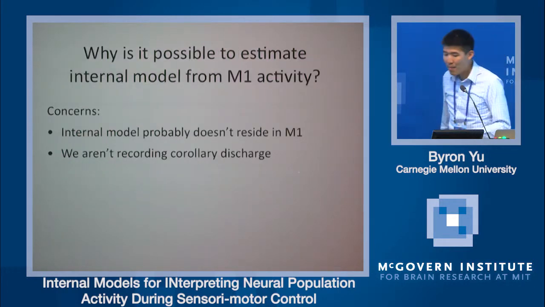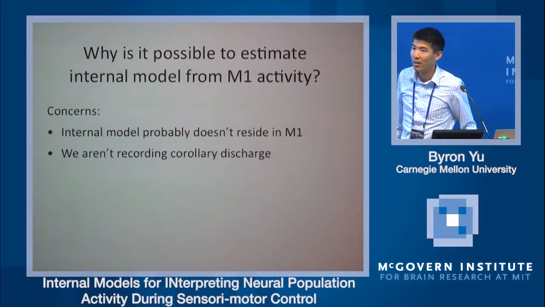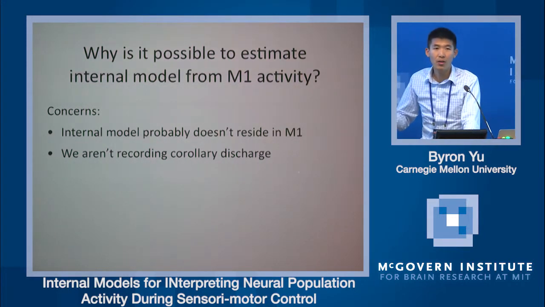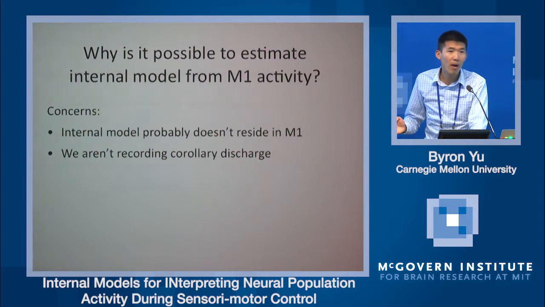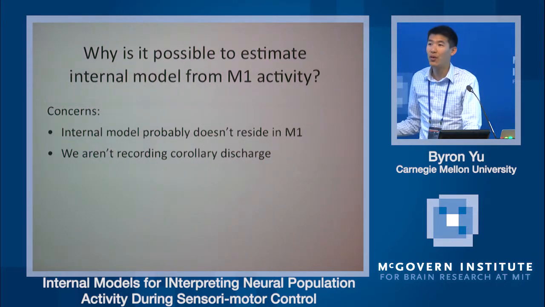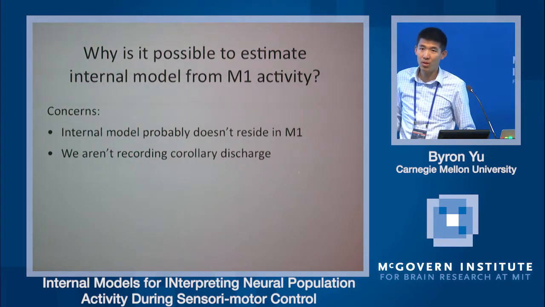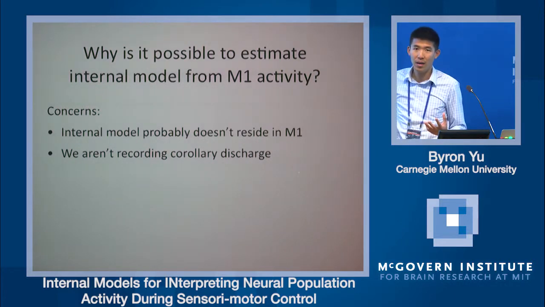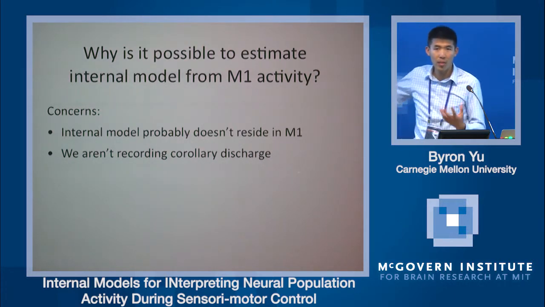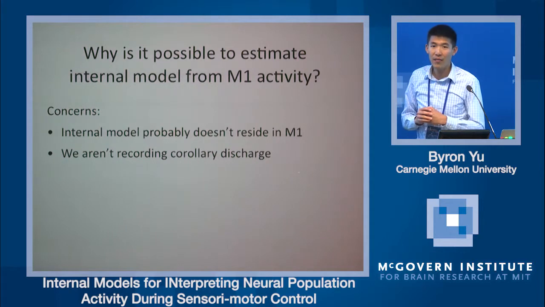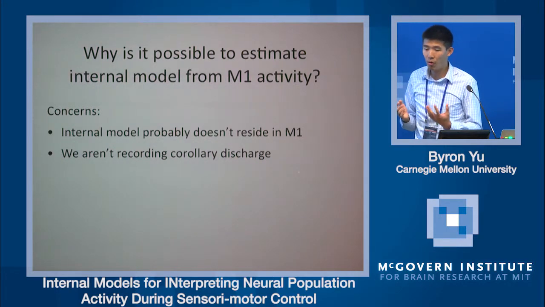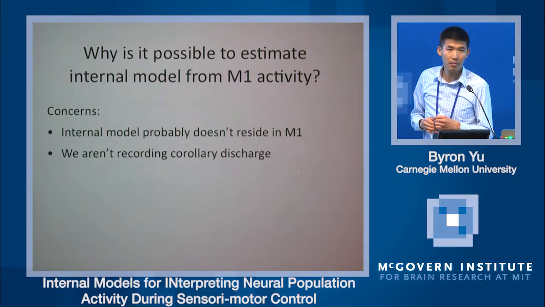Okay, so you might be asking yourself at this point: we're recording using an electrode array in motor cortex. How do we even stand a chance of extracting an internal model when we are recording from an area that presumably is not the main area involved in implementing this internal model? Probably cerebellum is. And furthermore, we have no evidence that we're recording corollary discharge.